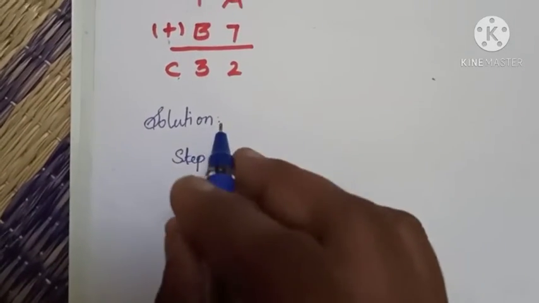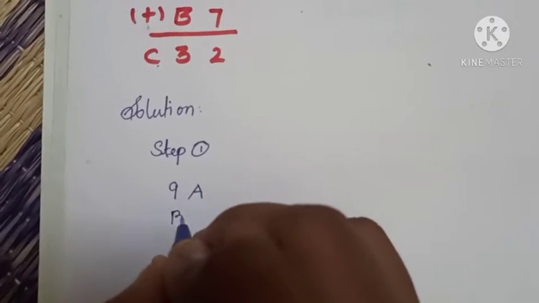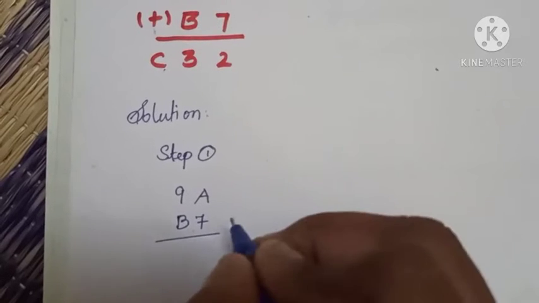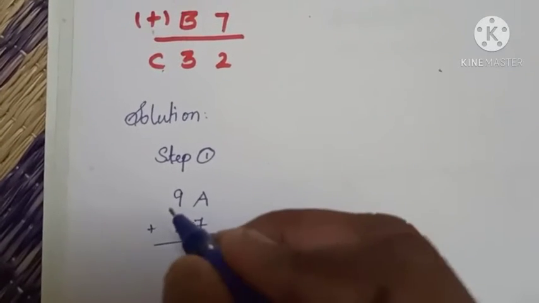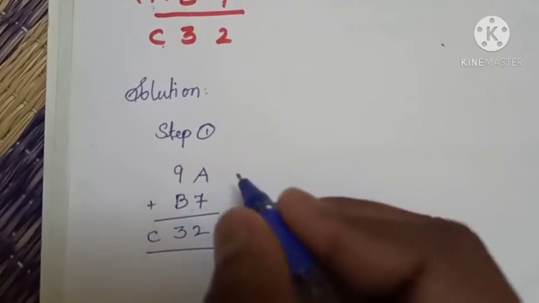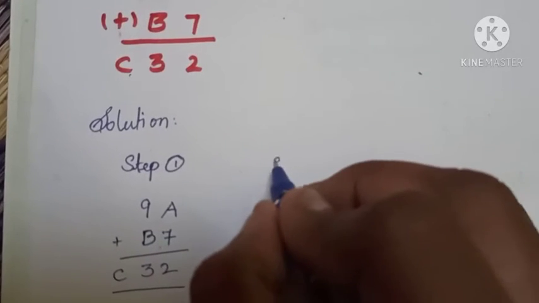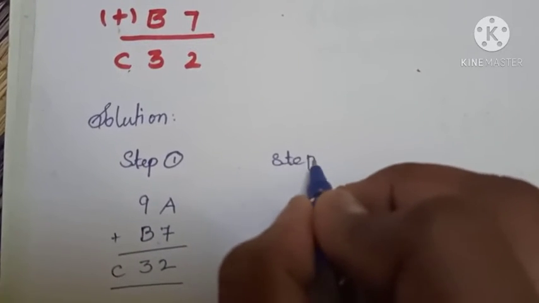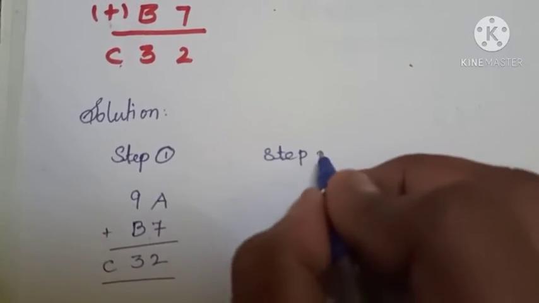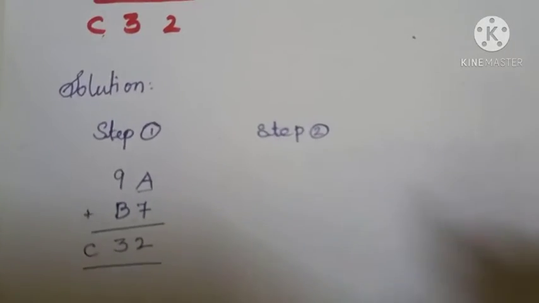So step 1, you write first 9A plus B7, you add, you get C132. So this is the value. This is step 1. Okay, so step 2, what you need to do means we need to replace the value of A first.